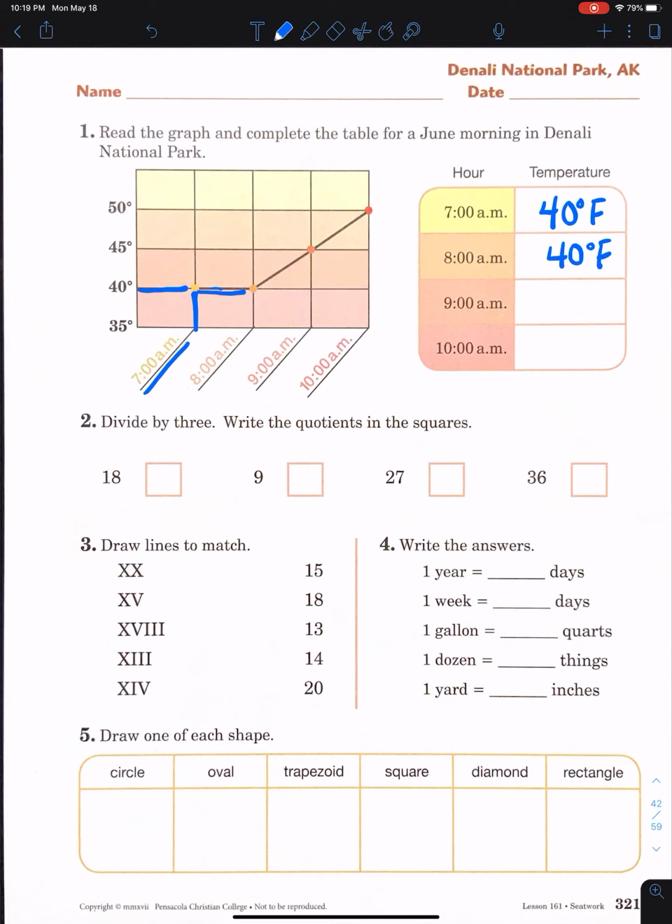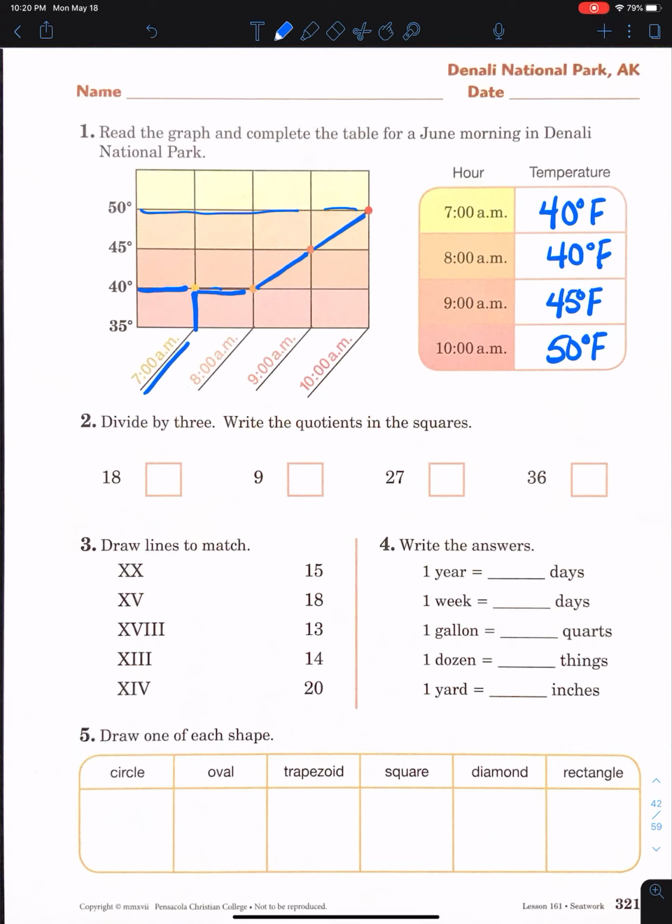Now we go to 9 o'clock a.m., and you can see that the temperature is rising. It went up 5 degrees to 45 degrees Fahrenheit. So at 9 o'clock in the morning at Denali National Park, it was 45 degrees Fahrenheit. And then finally, what temperature was it at 10 o'clock a.m.? Take this straight across and see. Whoop, 50 degrees. So it's getting a little bit warmer as the morning goes on.